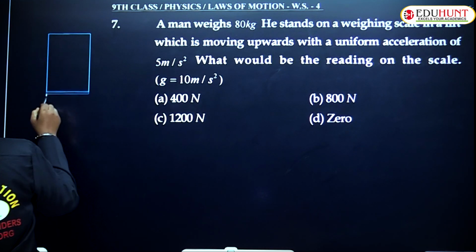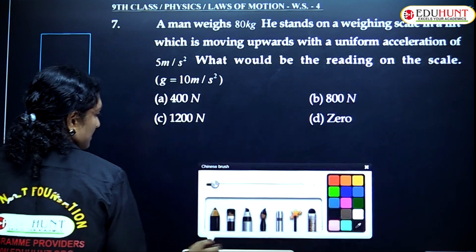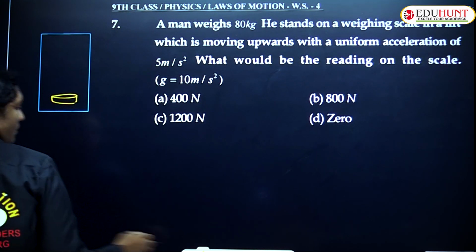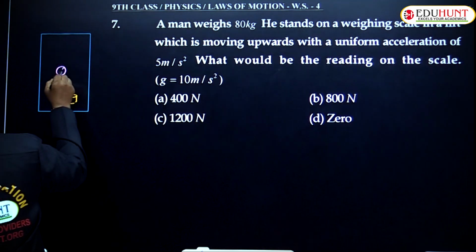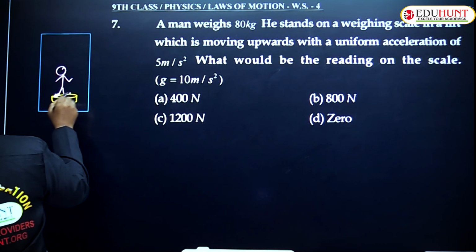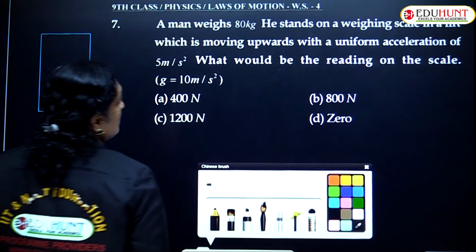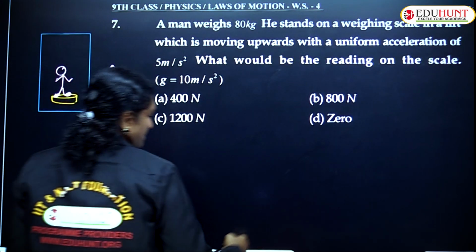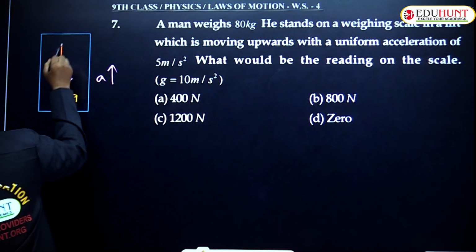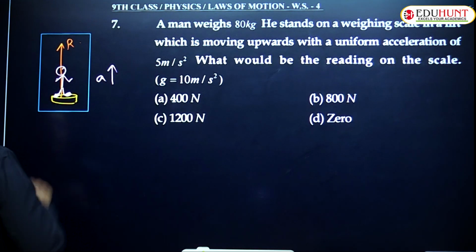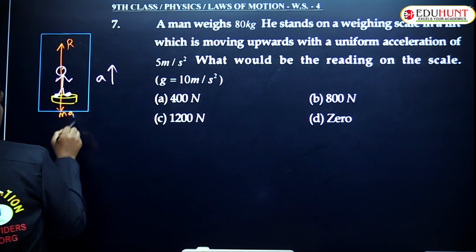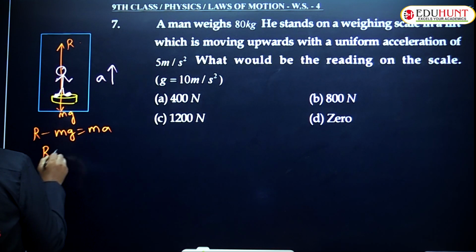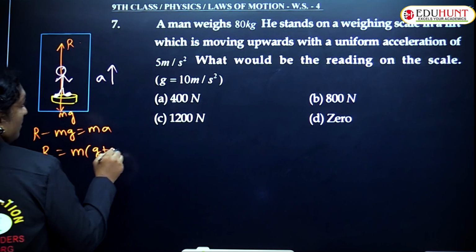So that concept, whatever we have discussed, children, there must be some weighing machine on which a man is standing. And it was also given that the lift is moving upwards with uniform acceleration. So clearly the reaction force because of the weighing machine is acting upwards and the weight of the man is acting downwards. Equation of motion is given by R minus mg equals ma, or R is equal to m into g plus a. This is our formula.